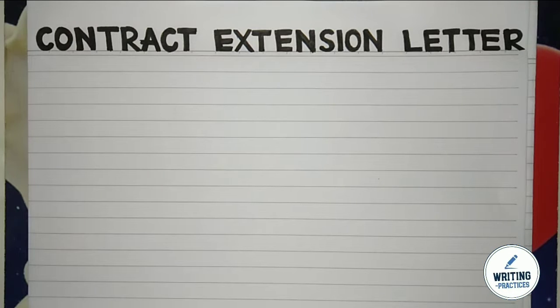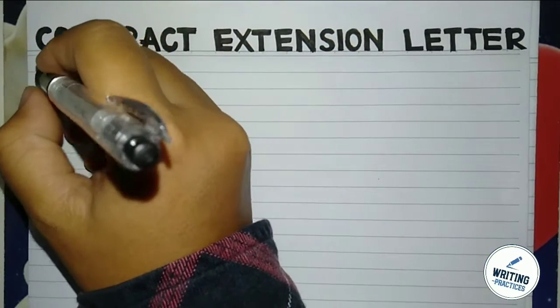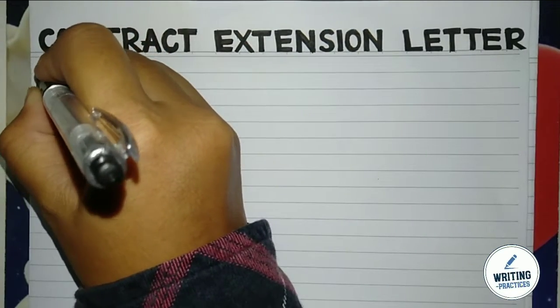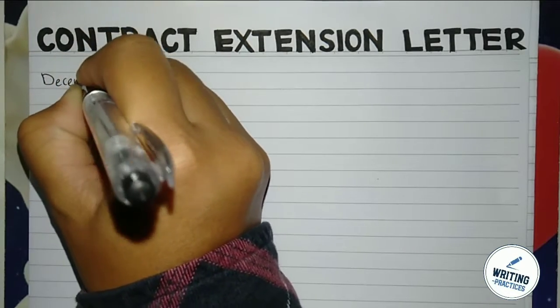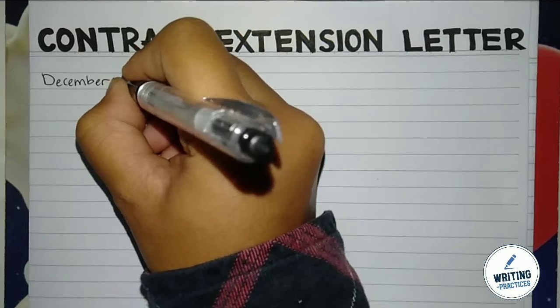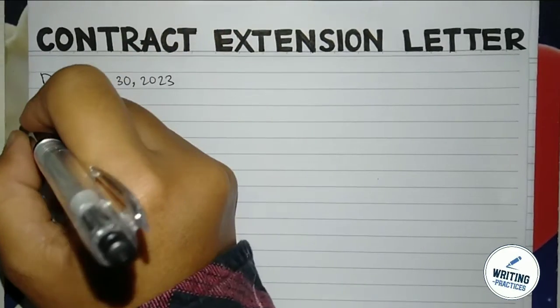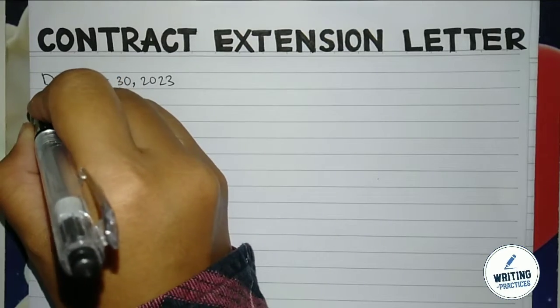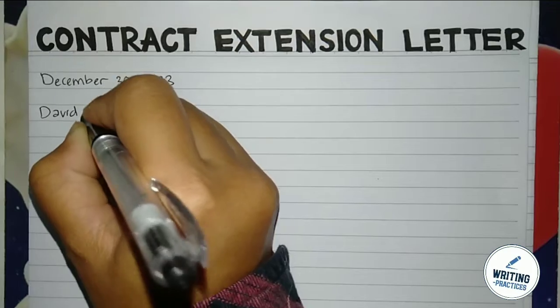Today, we are going to learn how to write a contract extension letter. What is a contract extension letter? A contract extension letter is a formal document used to extend the duration of an existing contract or agreement between two parties. This letter outlines the terms and conditions of the contract extension, including the new end date, any revised terms, and any additional agreements or requirements.